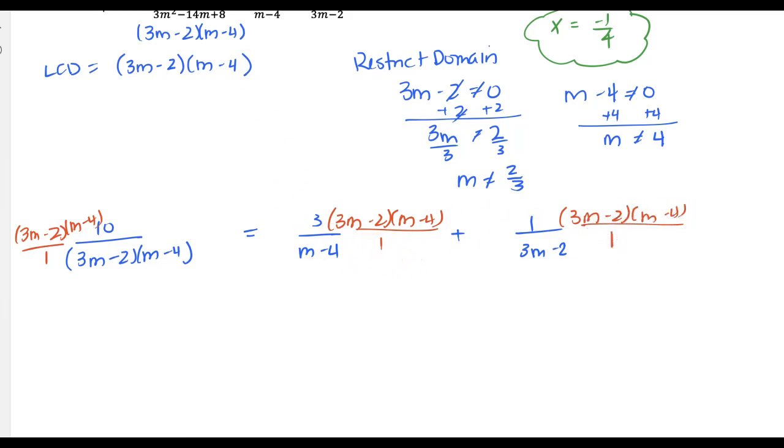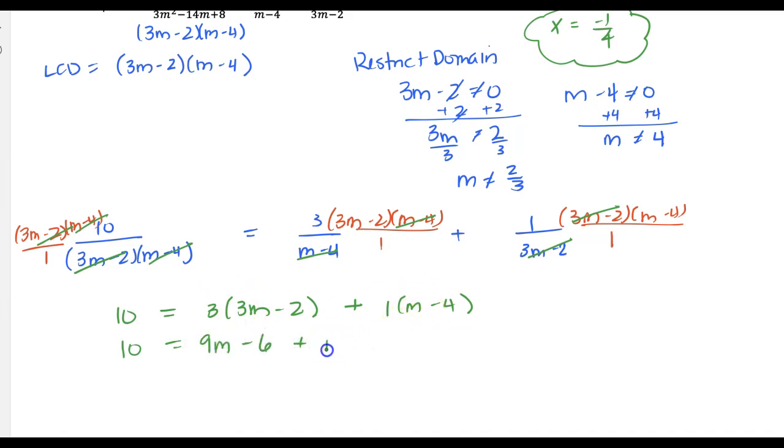And then we're going to simplify and see what's remaining. After this step, we should no longer have fractions. Everything should be in the numerator only. 3 times 3m minus 2, and I'll distribute later, and 1 times m minus 4. So I'll go ahead and distribute to see what we have. 9m minus 6 and m minus 4. Combining like terms, 9m plus m makes 10m, and negative 6 minus 4 is negative 10.